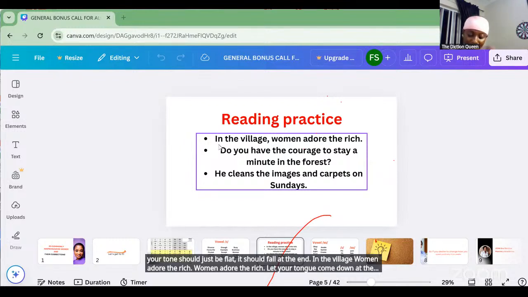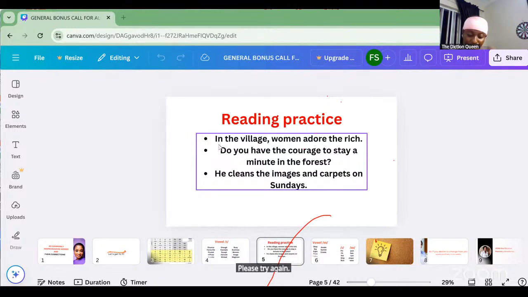Please try again. In the village, women adore the rich. That's better. Rich. The letter I there sounds A. Rich. Yes. Okay, number 2. Do you have the courage to stay in the forest? Okay, number 3. He cleans the images and carpets on Sundays. Okay, that's 4. Well done, Faith.